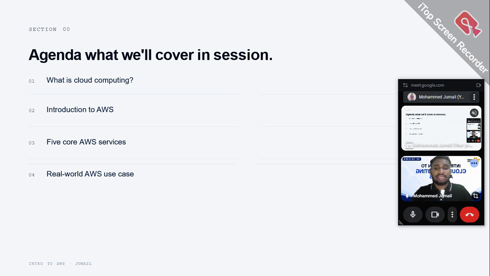In this session I will explain what cloud computing means and why it is important. Then we will look at AWS, which is one of the world's biggest cloud platforms. After that, I will introduce some important AWS services like EC2, S3, RDS, Lambda, and IAM. Finally, I will show a simple real-world example of how these services work together.